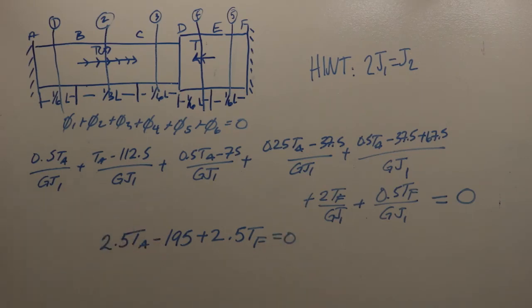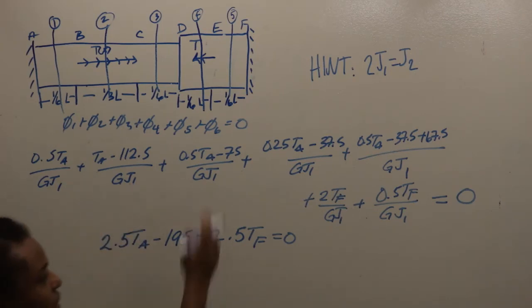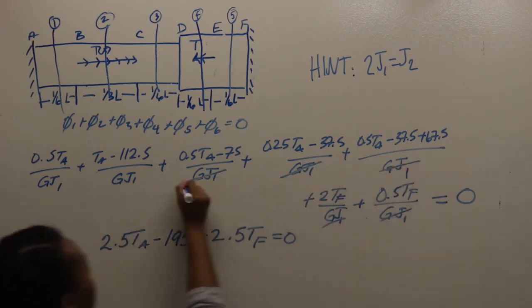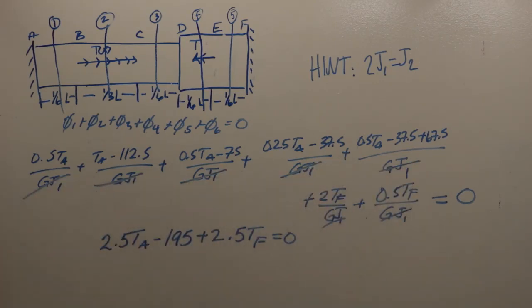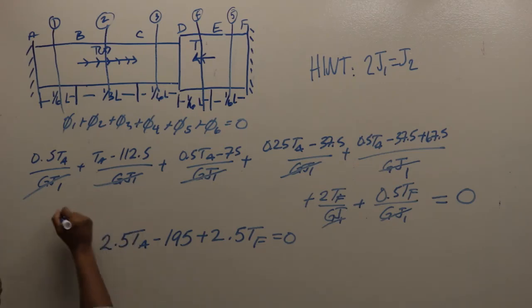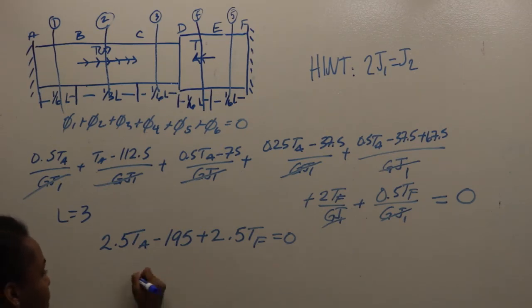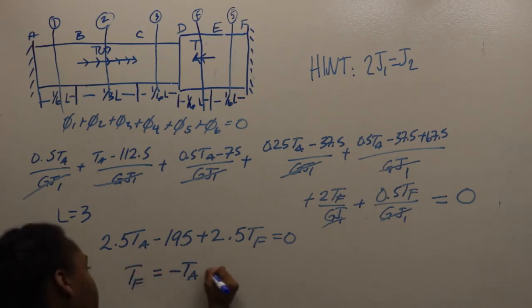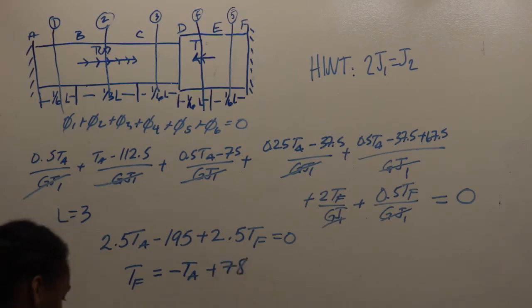The reason why it is no more shear modulus and polar moment of inertias is because if you multiply it over here, they all cancel out. So that makes it easier. A reminder that L equals 3. So that also makes simplifying things much easier. So if you solve this for TF as a function of TA, TF equals negative TA plus 78.